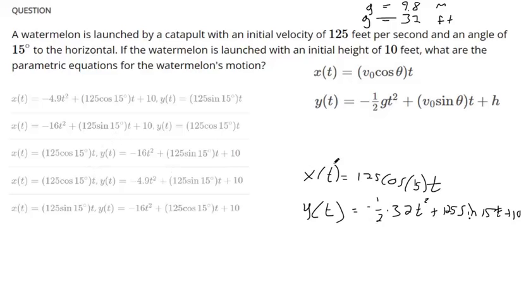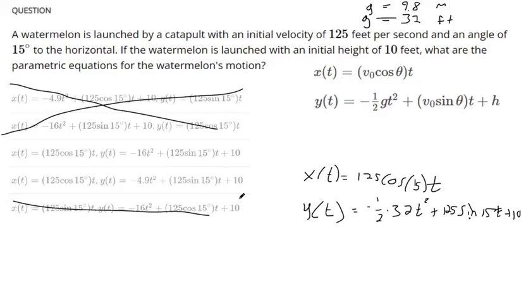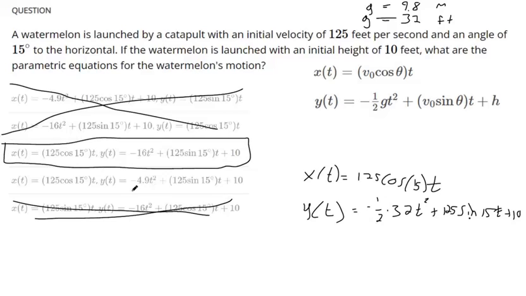X of t needs to be 125 cosine 15 degrees. So all these are out because they have the wrong x of t, right? So the right y of t, it's this one because the second one uses meters per second's gravitational constant. So that's our correct answer.